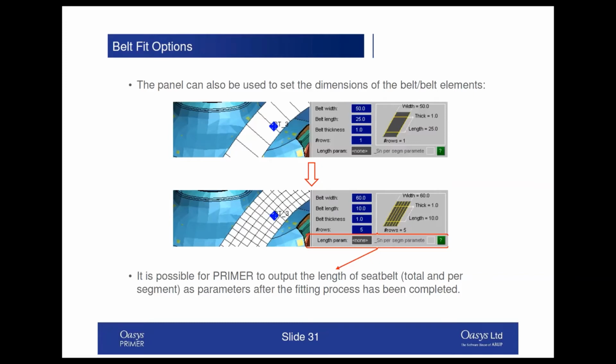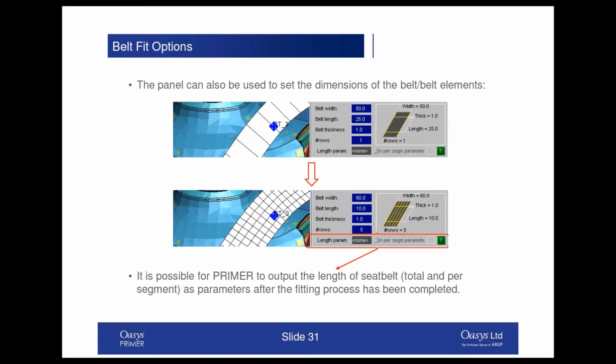We can use this panel to change that. So that's the picture below. We've changed the belt width to be 60, made it slightly wider. We've changed the belt length to be 10mm, so that's why we get a lot more elements along the length. We've left the belt thickness the same, and we've got 5 rows across. That's what Primer's now drawing in the black and white there.